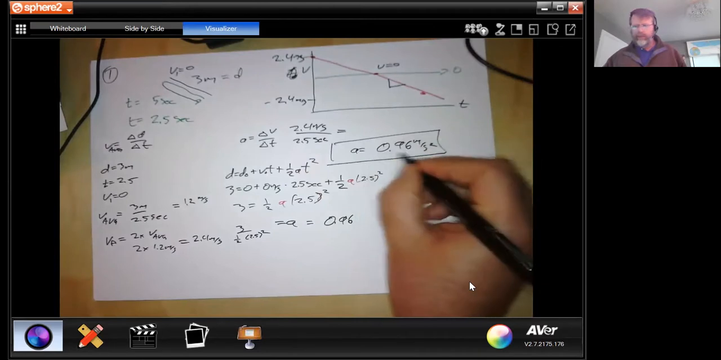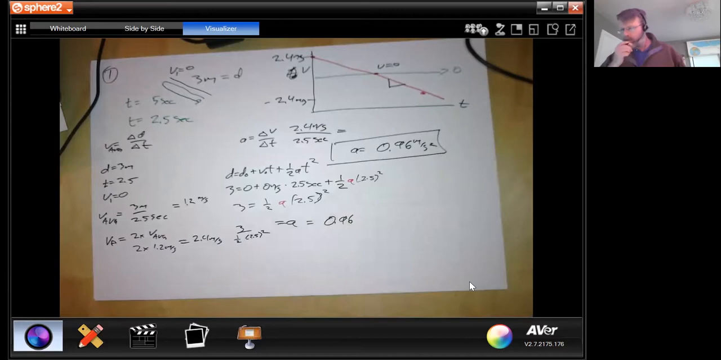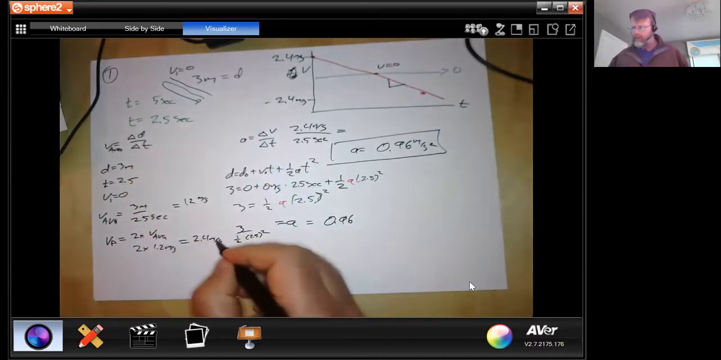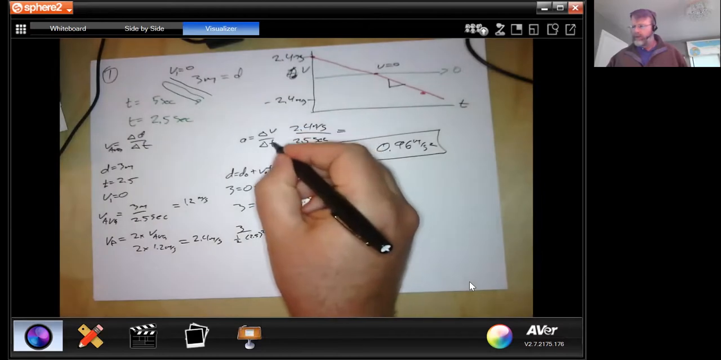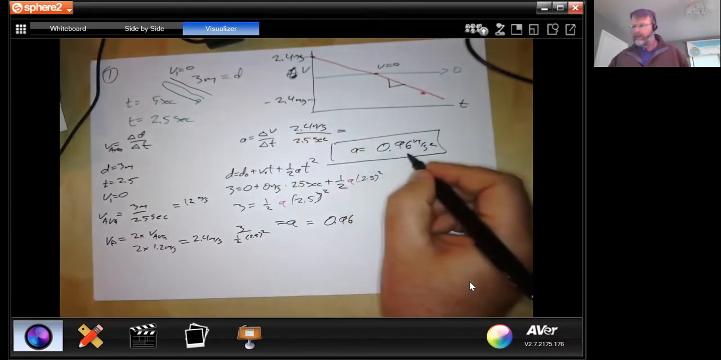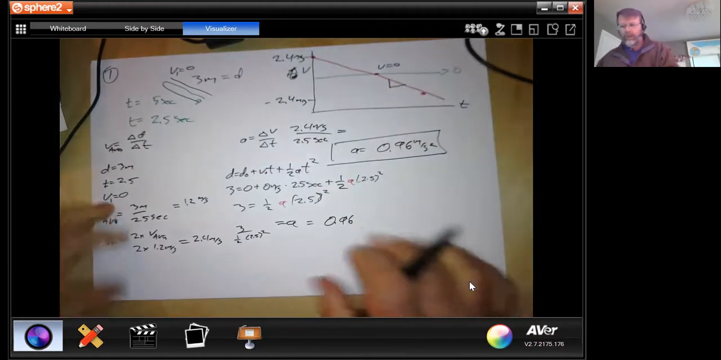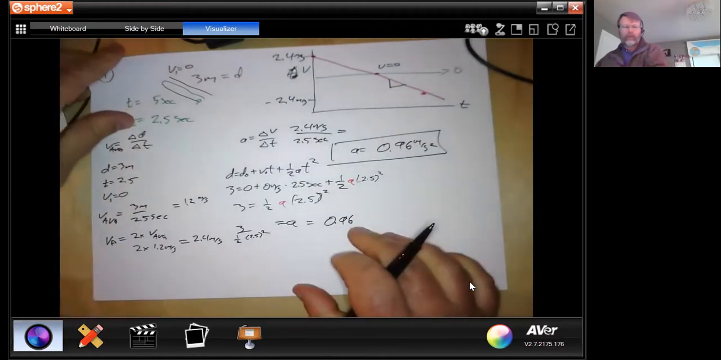And what do we get for an answer? 0.96 meters per second squared. So there's 2 different ways to approach this. We could find the average velocity, find the final velocity, find your change in velocity over change in time, and get the same number because we're still finding the slope of this graph. Okay, that was number 1.